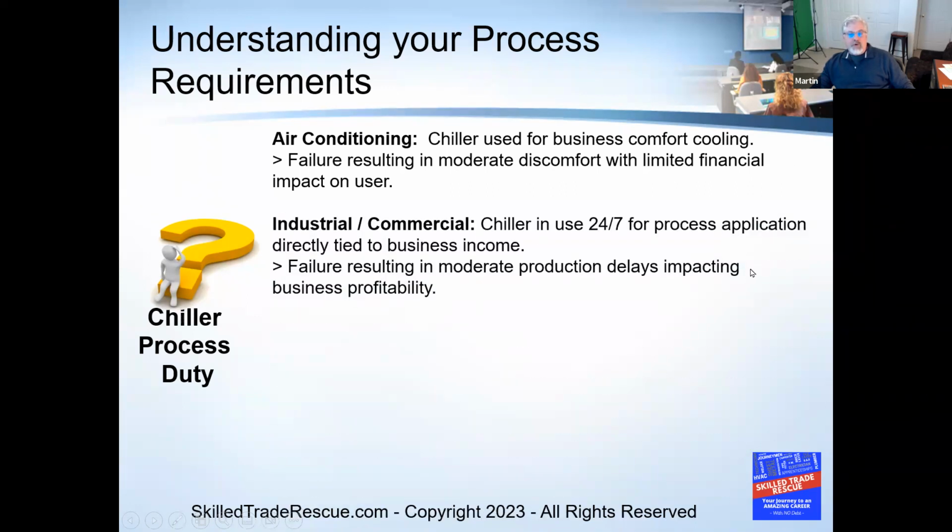Then you have industrial commercial. There are a lot of industrial commercial applications that use process chillers. These are typically 24/7 applications, and the difference here is, if you have a chiller failure, depending on what they're manufacturing, in many cases they're using that chiller to cool a process they need to make whatever they make. They're going to have moderate delays, and it will impact their income if it goes down too long.